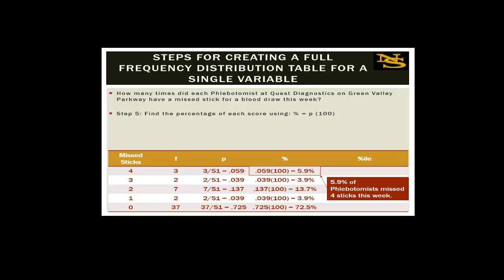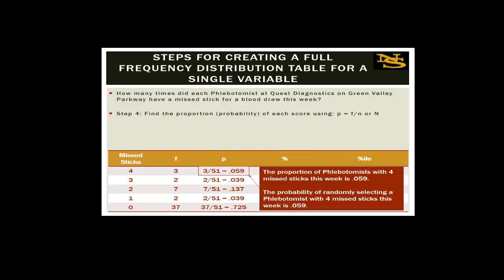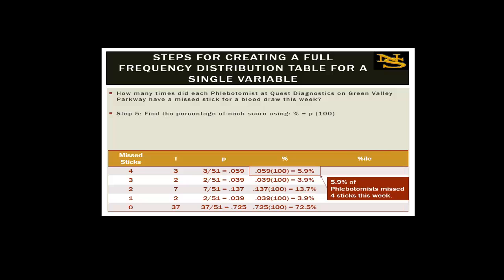So if you look at this first row here, the 4 missed sticks, 0.059 multiplied by 100, you'll see up here, gives you 5.9%, and you can just say 5.9% of phlebotomists missed 4 sticks on a blood draw this week. That's related to the proportion version of the p-value here. You could also state it in terms of a probability. You could say there is a 5.9% chance of randomly selecting a phlebotomist with 4 missed sticks this week, if you wanted to put it in terms of that. Either way is fine.